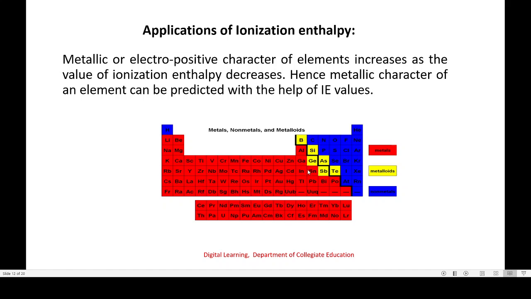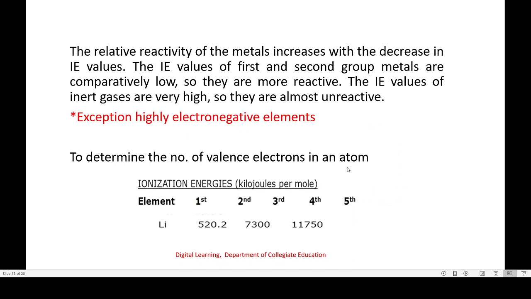The same is also true with the p block elements. The electropositive character is correlated with the ionization value. The s block elements are metals, and here the yellow color represents the metalloids, that is, in between the metals and the non-metals, and the blue color gives the nature, that is, they are non-metals.